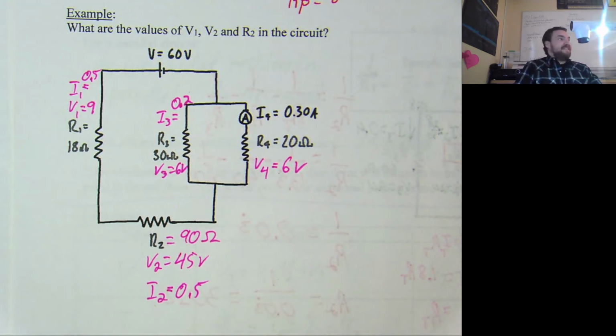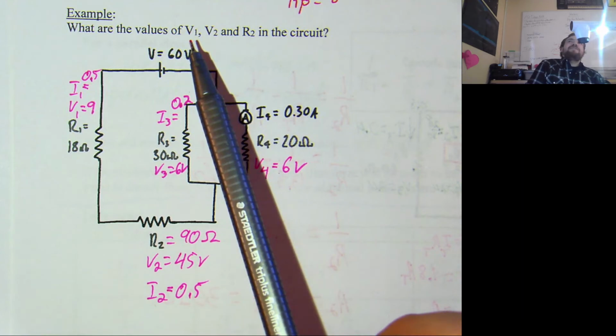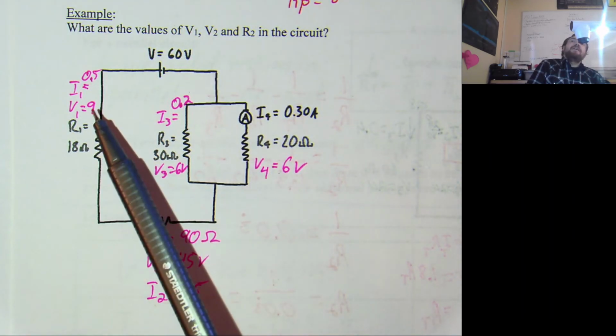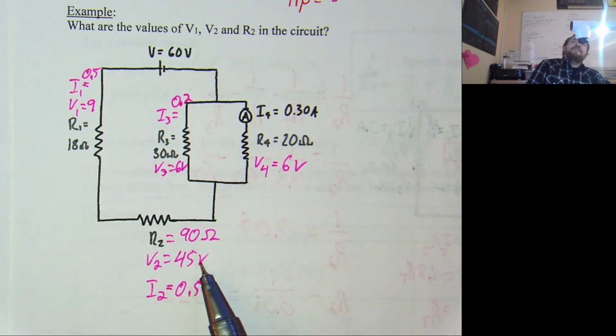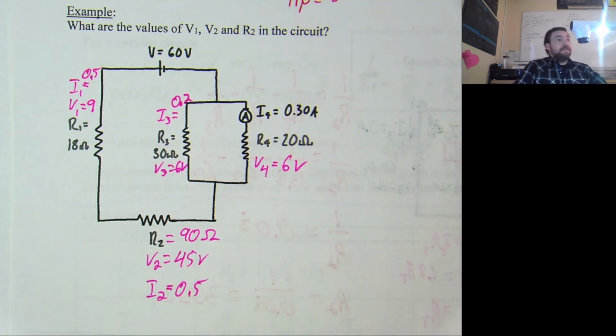So instead of asking you to find specific values, if I just tell you to find everything, now you go back and look at the question. What are the values of V1, V2, and R2? Oh, here they are: 9, 45, and 90. And you're done.